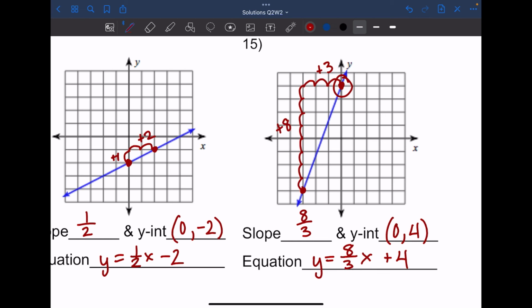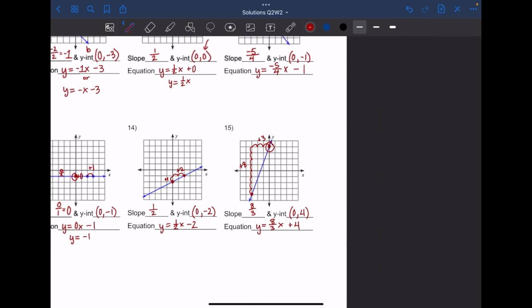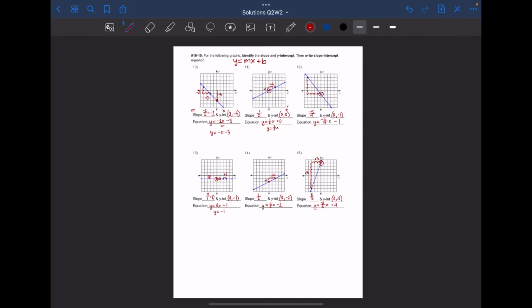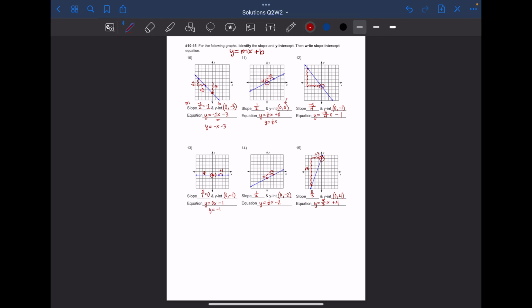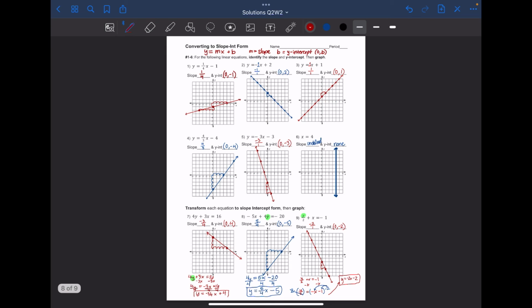And that's it. That is our whole assignment. So thank you for sticking with me through it. I know the previous assignment was very long. Hopefully this one was significantly shorter, and hopefully my explanations helped you understand it. So again, this has been converting things to slope-intercept form for Algebra 1.